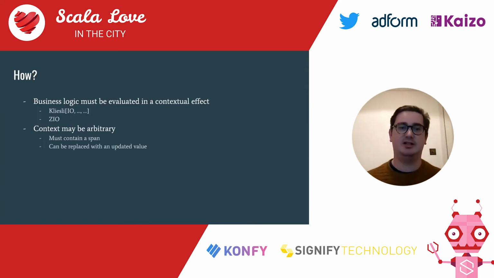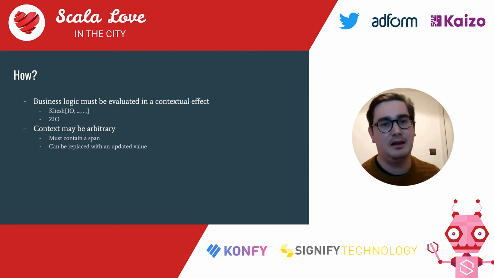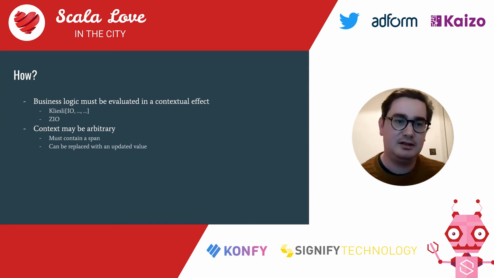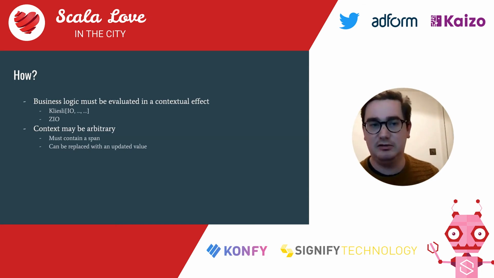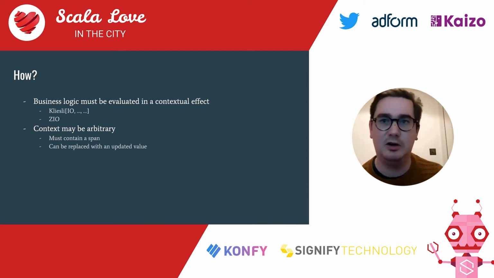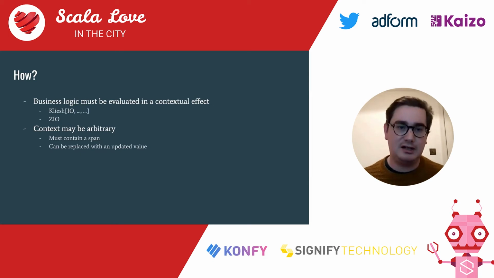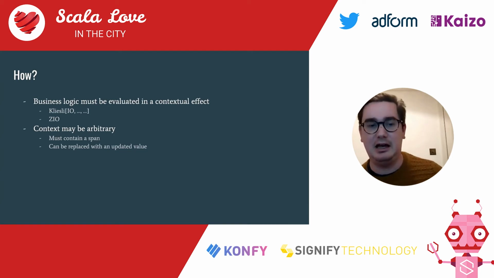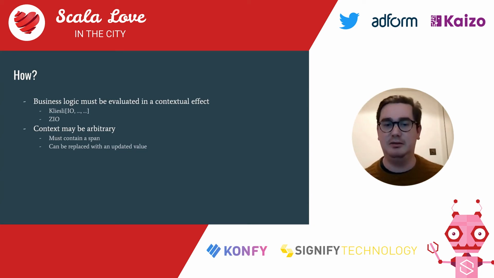So how does this actually work under the hood? In order for the tracing to work, it must be evaluated in some sort of contextual effect. So that's either a Kleisli or ReaderT or something like ZIO. Anything that allows you to inject some context and get your program out the other side. And the context may be arbitrary, but it must contain a span. And then that context can be replaced with an updated value.